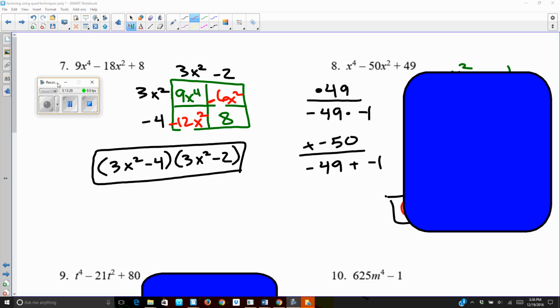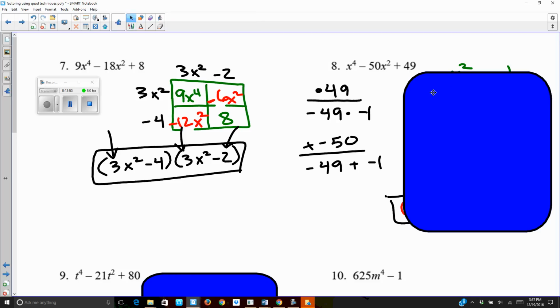All right, so there's your answer to number 7. Notice this one does not have perfect squares. Because this 3 is not a perfect square, you cannot factor either one of these further. Same thing here. The 3 is not a perfect square, and really neither is the 2. So this one can only be factored once.